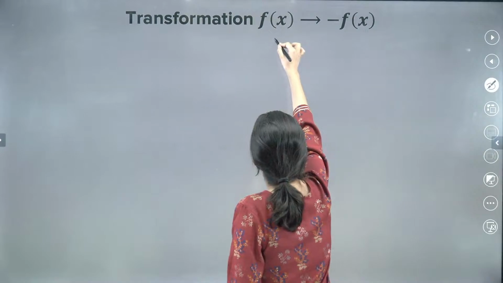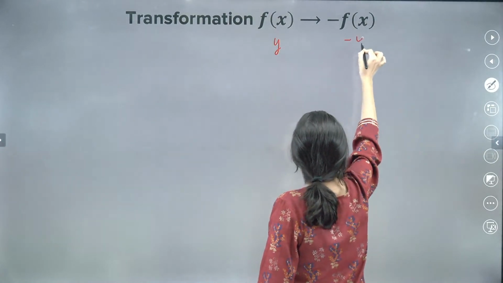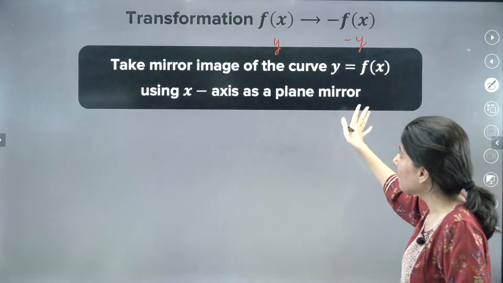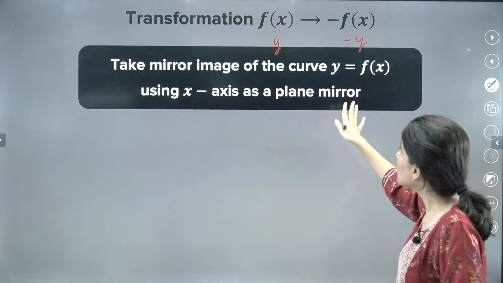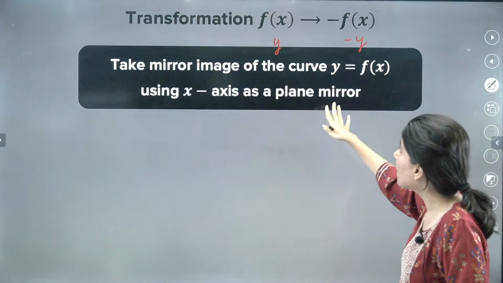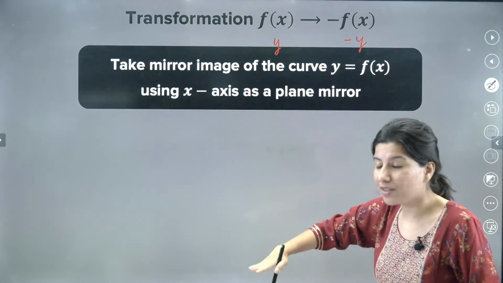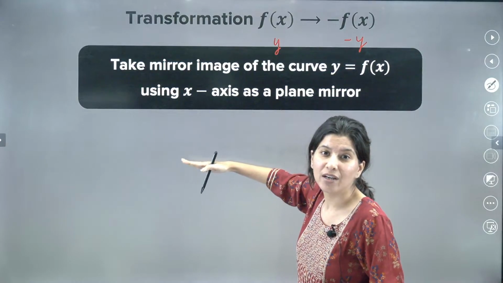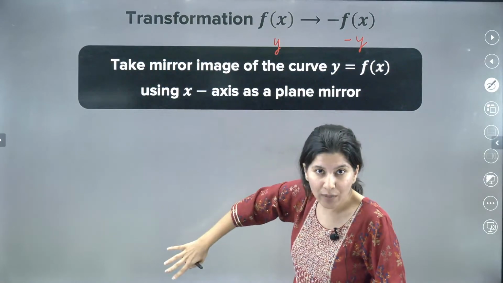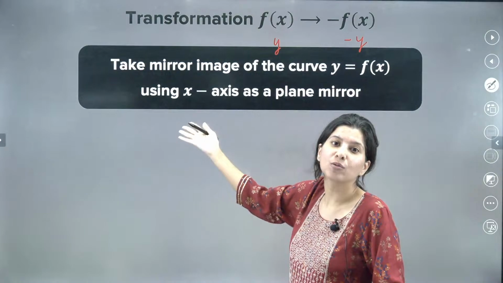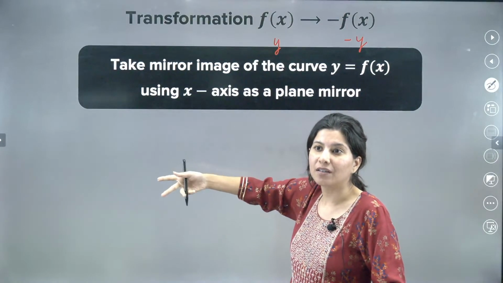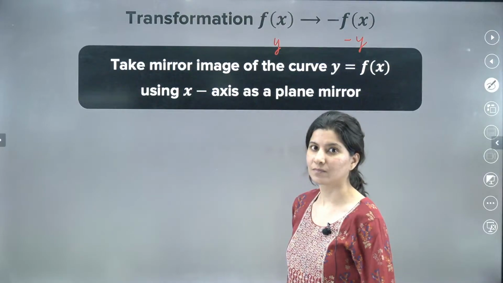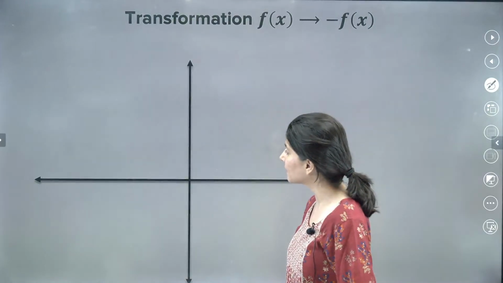So what we are doing is, if this is y, we are applying a minus sign to the y. So the steps will be very easy. You have to take the mirror image of the curve about the x-axis as a plane mirror. So completely take the mirror image about the x-axis. Whatever was above, you have to make it down. Whatever was down, you have to make it above. Just flip it. Interchange positive and negative, because y is becoming minus y.